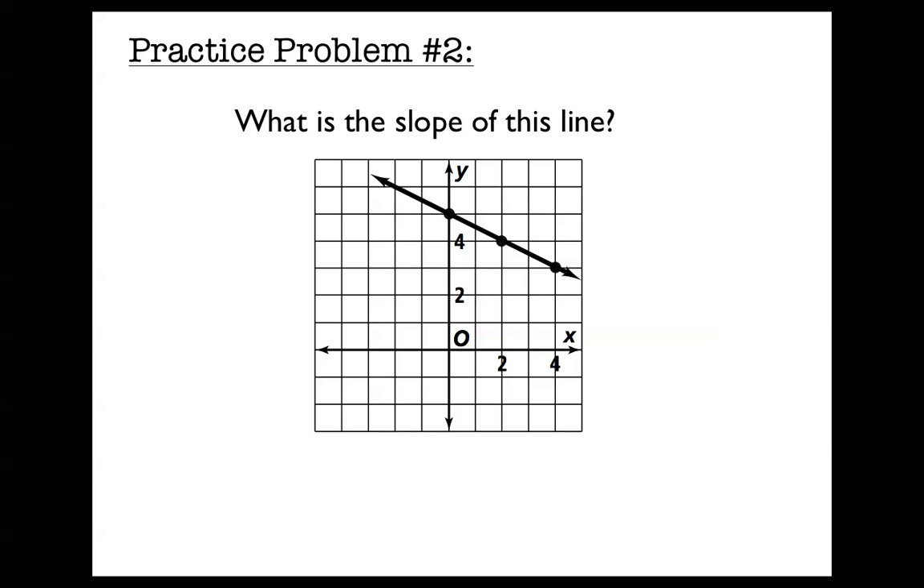All right, so here's your next practice problem. Try to find the slope of this line. Count the vertical change, count the horizontal change, and then put it in a ratio.